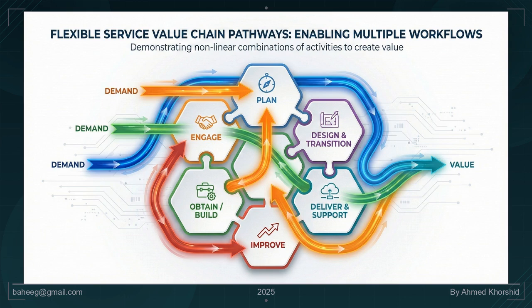One flow might go engage, plan, design and transition, deliver and support. Another might go plan, obtain/build, improve, deliver and support. This visually demonstrates they are not a fixed sequence. Style: simple, flowchart-like with clear icons for each activity. Composition: dynamic, showing movement and multiple pathways.